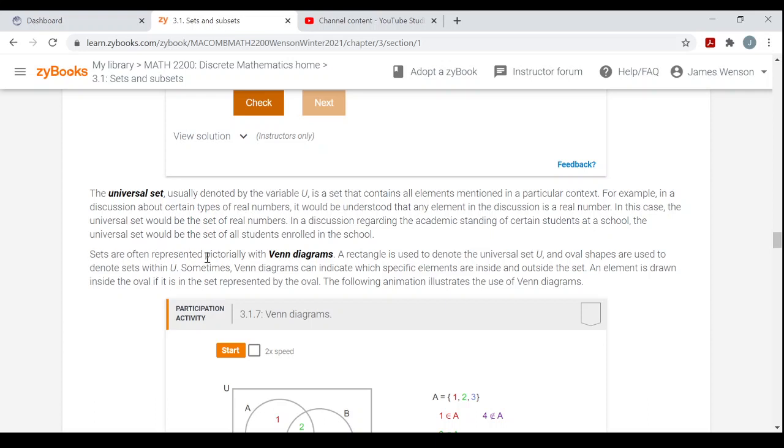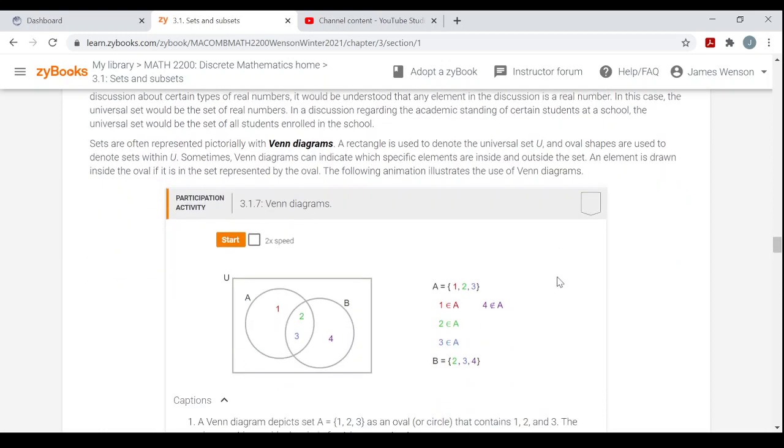Sets are often represented pictorially with Venn diagrams. A rectangle is used to denote the universal set, the U, the set of everything. Oval shapes, or circles, are used to denote sets within the universal set. Sometimes Venn diagrams can indicate which specific elements are inside and outside the set. An element is drawn inside the oval if it is in the set represented by that oval. The following animation describes the use of Venn diagrams.